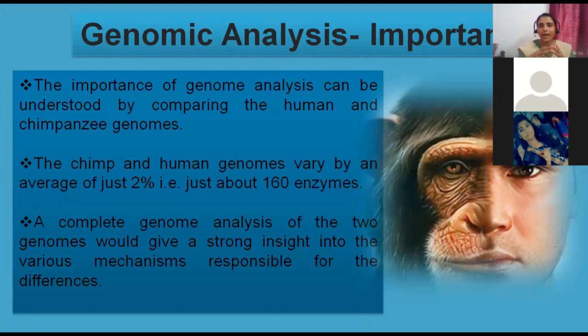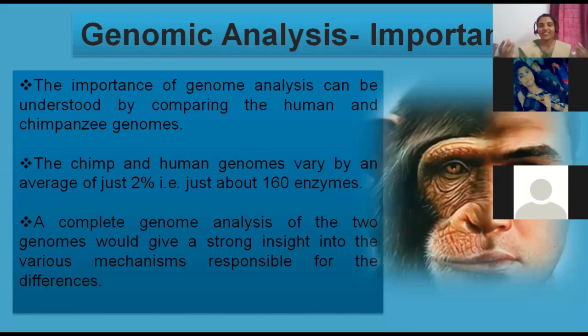So then what happens? How do we look so different? What is the structural difference? What are those codes that are different in our DNA? Everything we'll be studying in genomic analysis. So complete genome analysis of the two genomes, that is of chimpanzee and human beings, would give us a strong insight into the various mechanisms responsible for the differences.